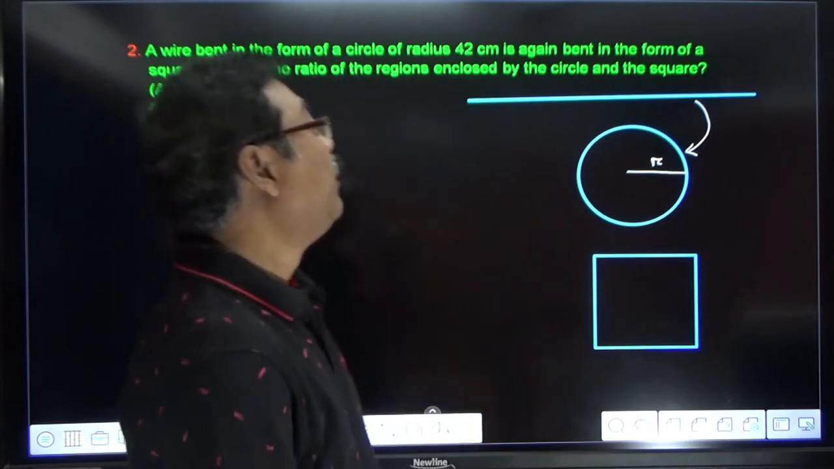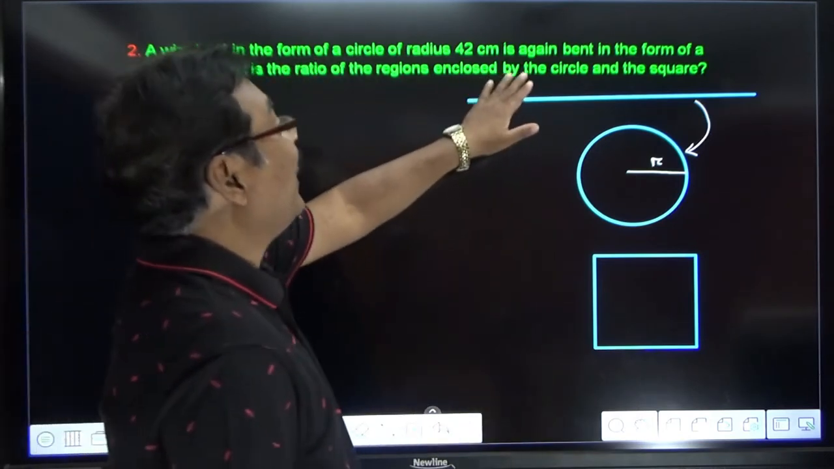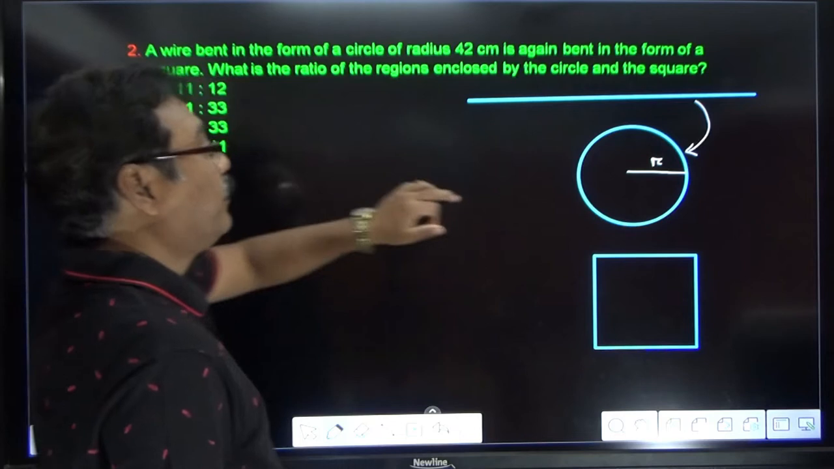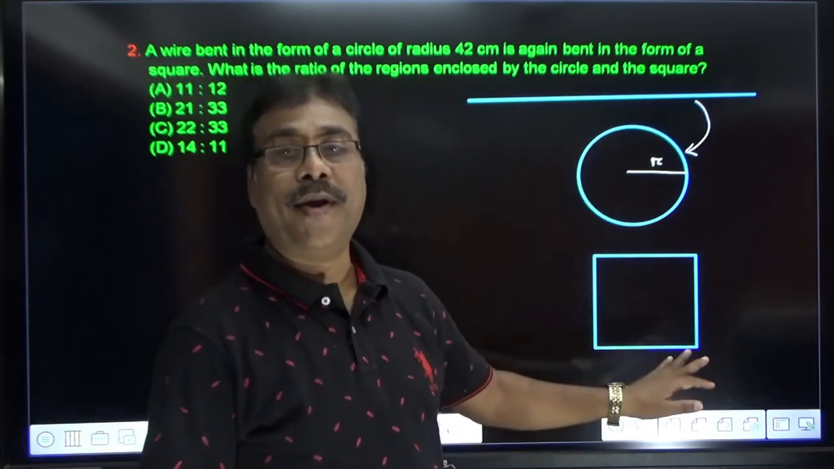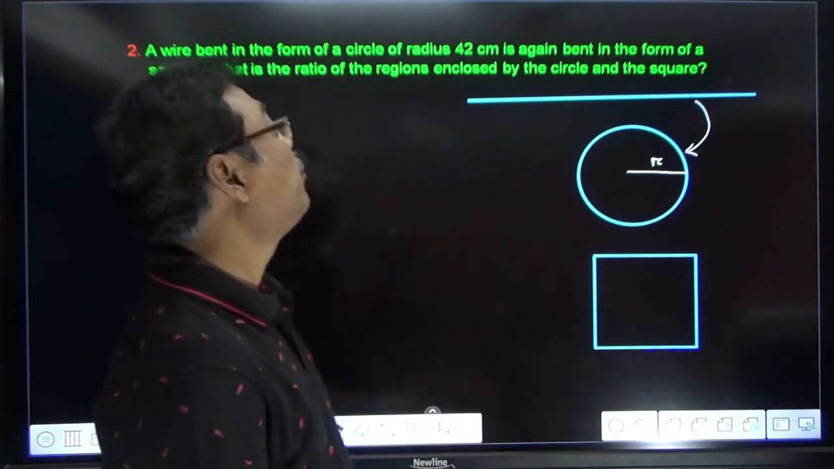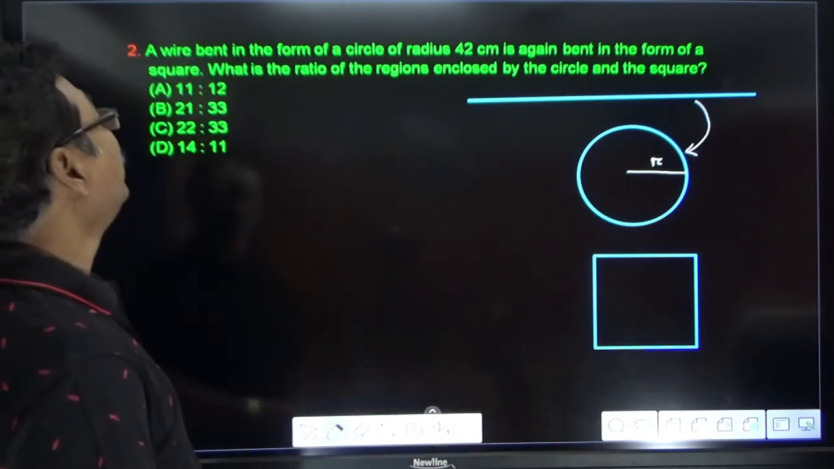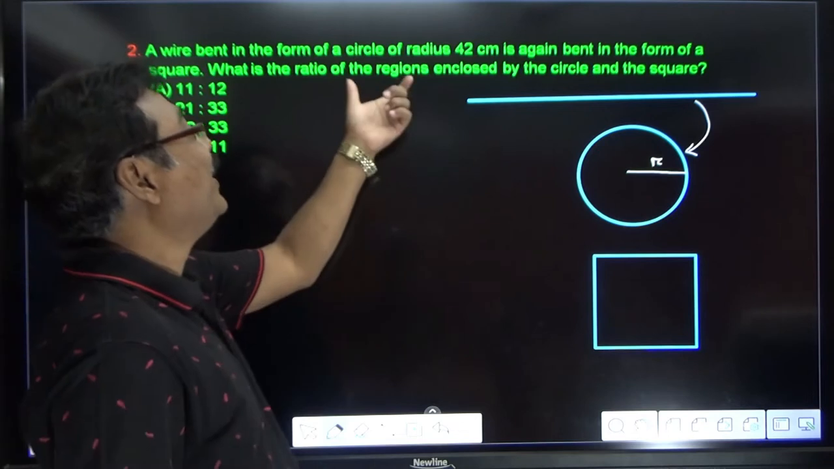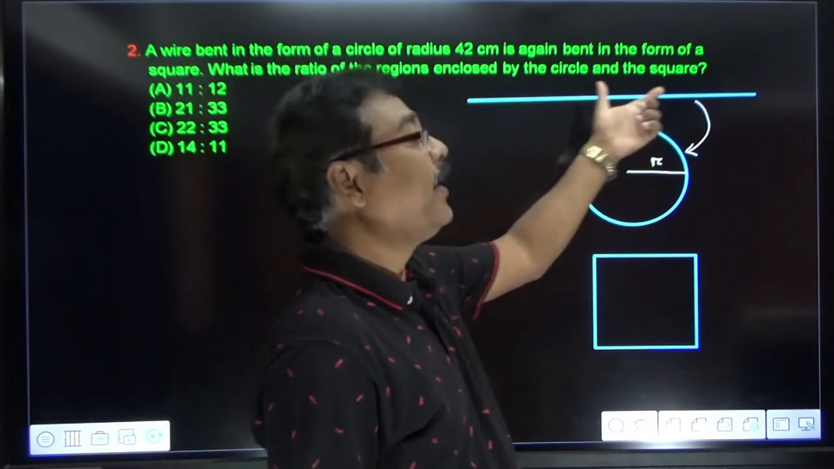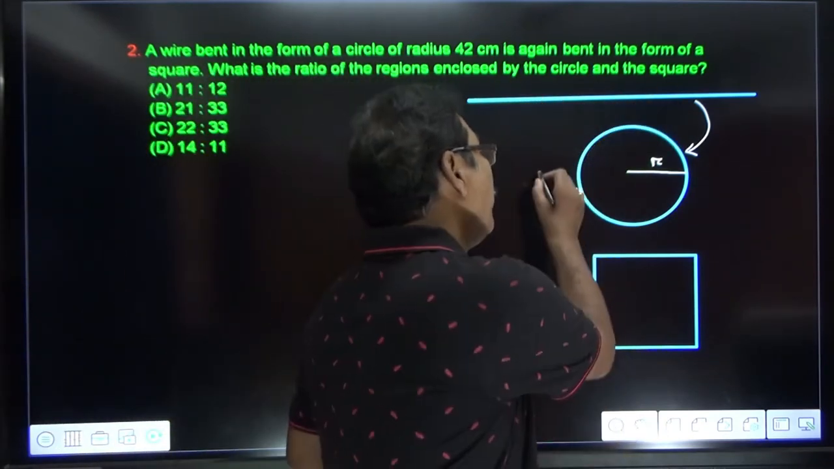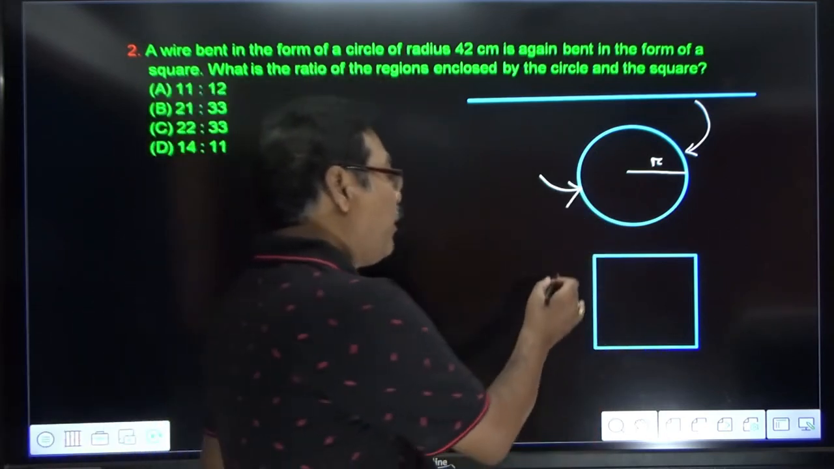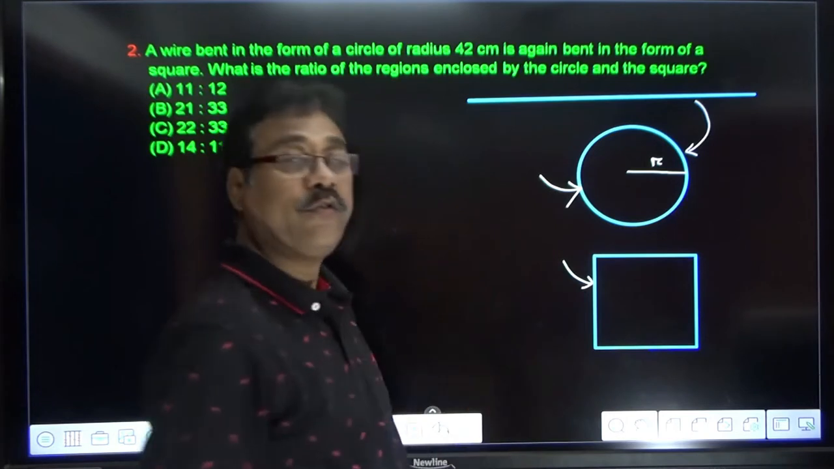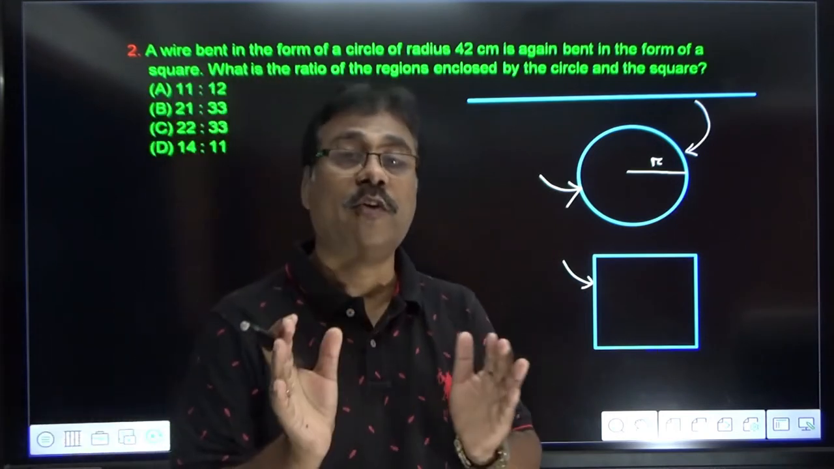Now, what is given? The wire is again bent in the form of a square. This same wire is now bent in the form of a square. And what is the question actually? Our question is, what is the ratio of the region enclosed by the circle and the square? So I have to find out the circle area, I have to find out the area of this square, then I have to find the ratio of that.